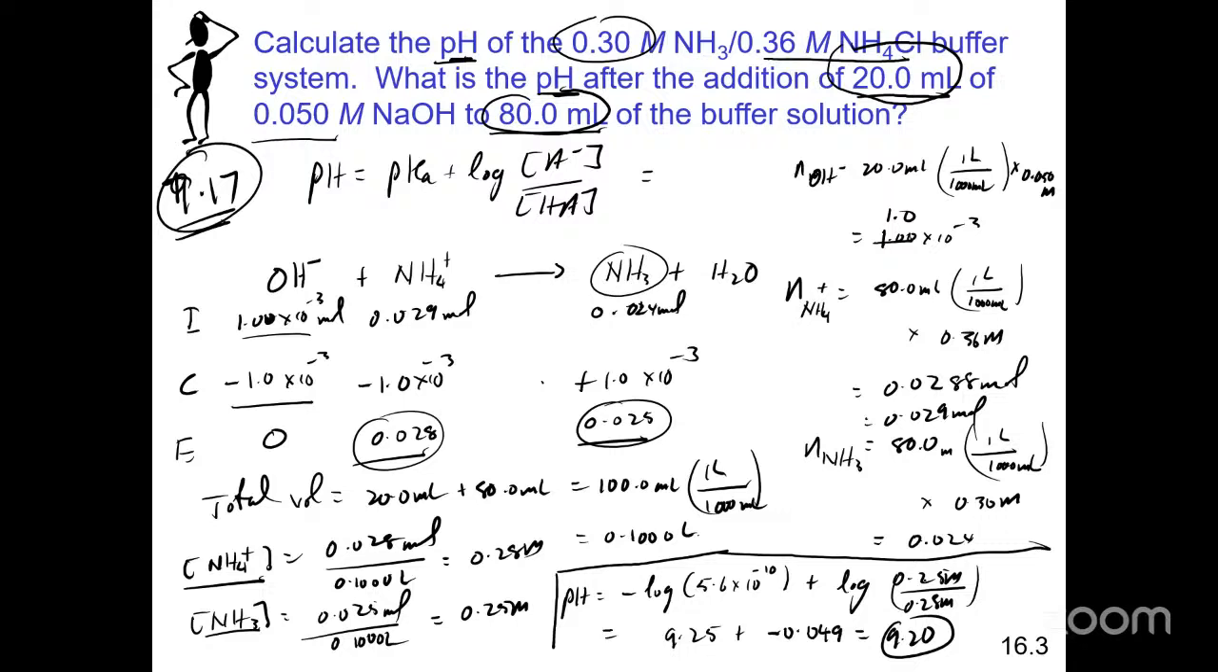And as you can see, the change is very small, right? 9.17 to 9.20 after addition of base. So that's a pH change of 0.03 units, very small. And that basically demonstrates how a buffer works. The pH does not change by much when you add a small amount of acid, or as in this case, base to a buffer, all right? So that's basically how that is done.